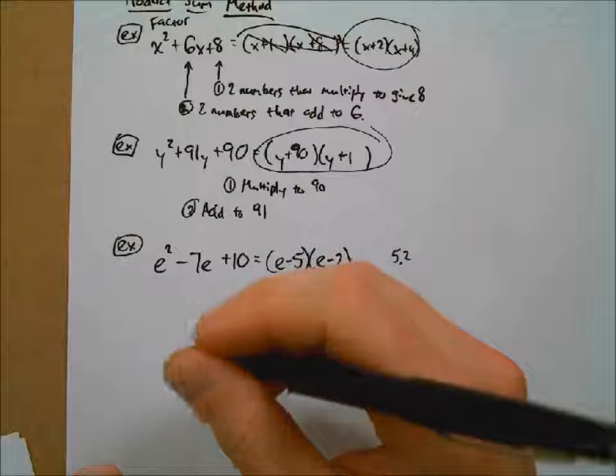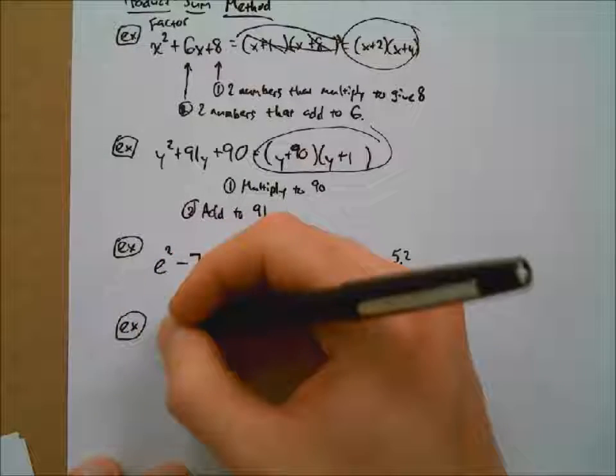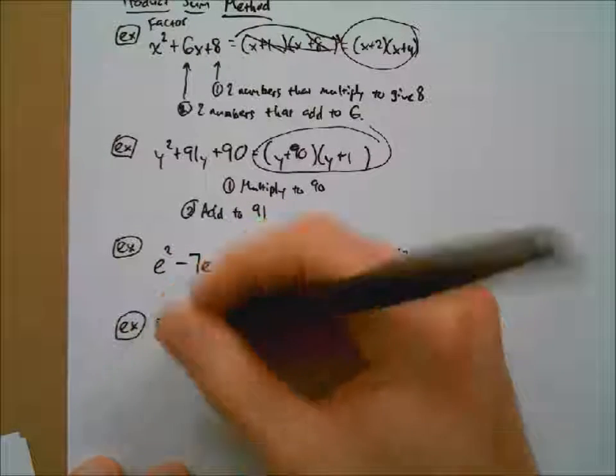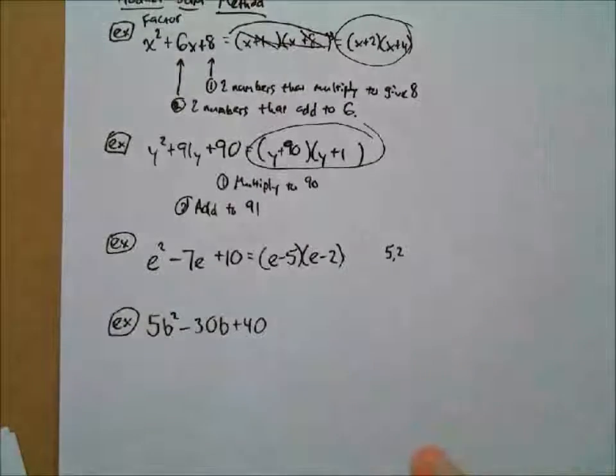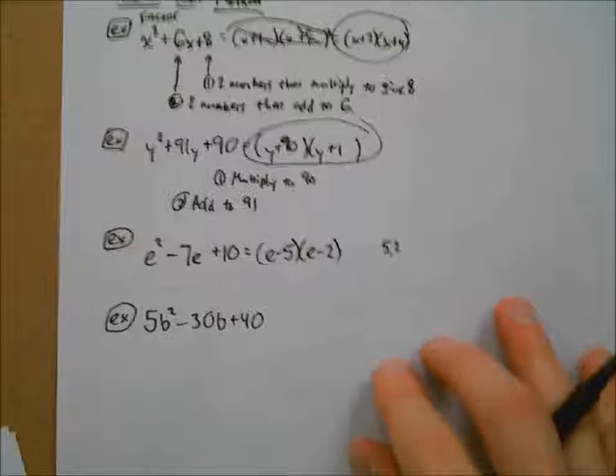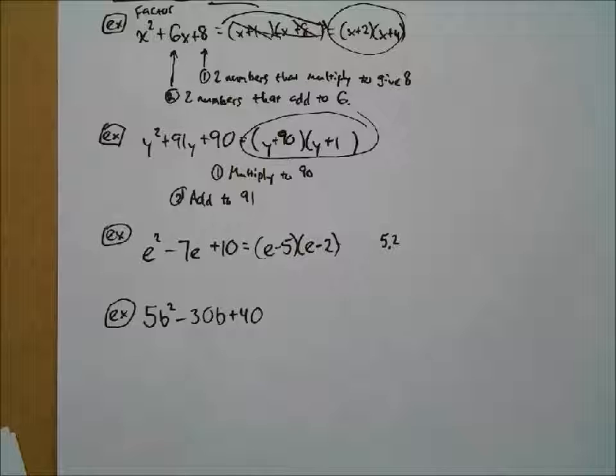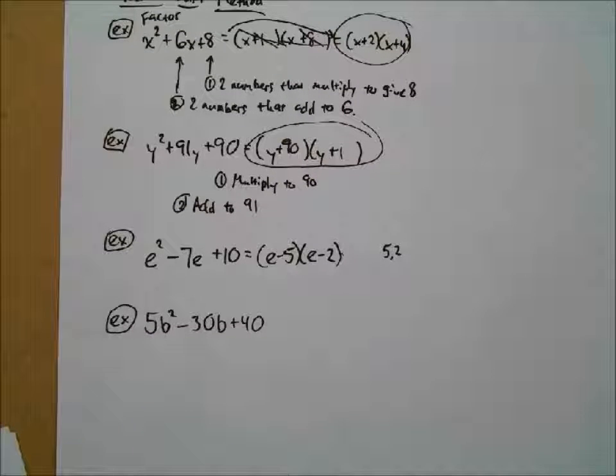All right, how about 5b squared minus 30b plus 40. Okay. Now I've kind of thrown a wrench into the mix here, haven't I? Because if we're trying to factor this, we now have a lead coefficient. We have a 5 there, and we haven't gone over how to do that. Maybe you know how to do that. Okay. Jenny?